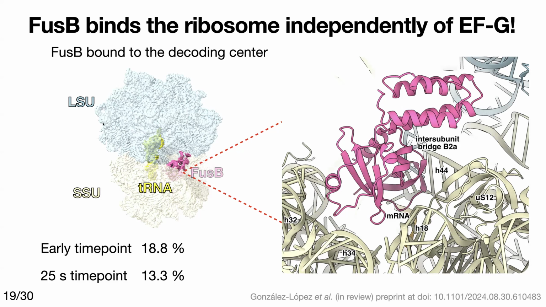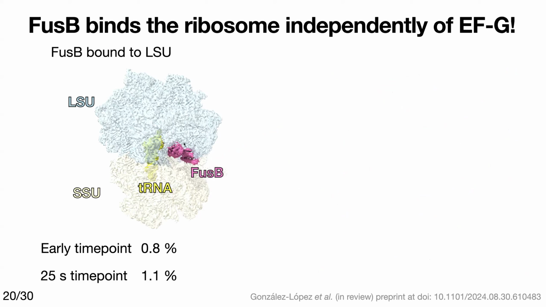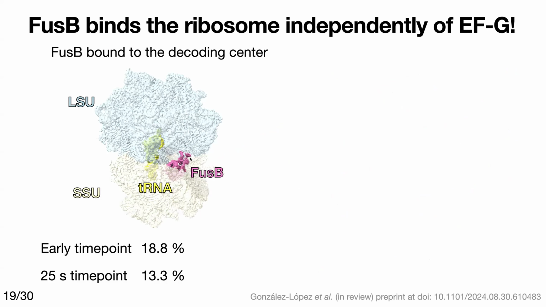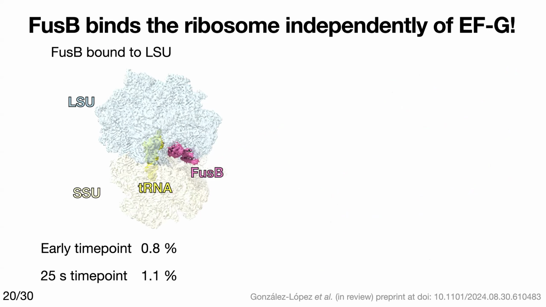And very interestingly, we also found FusB bound at the A site, but mainly to the large subunit instead. So if we go back, here at the bottom it is bound mainly to the small subunit, and in this other structure it is mainly bound to the large subunit. But bear in mind that this is much more rare compared to the other complex.